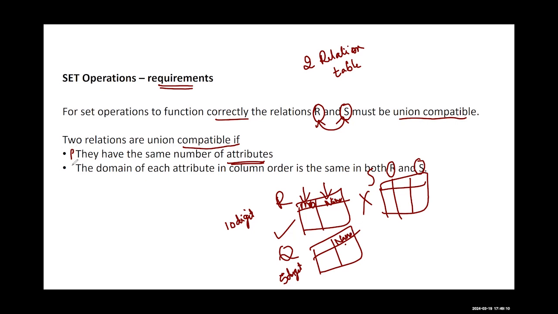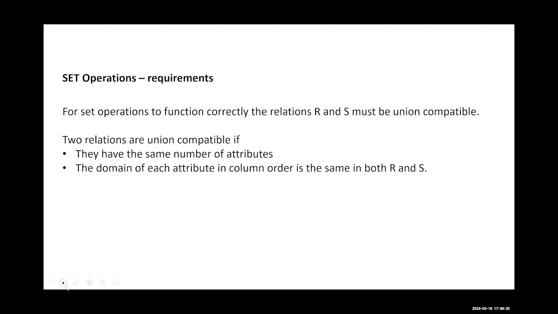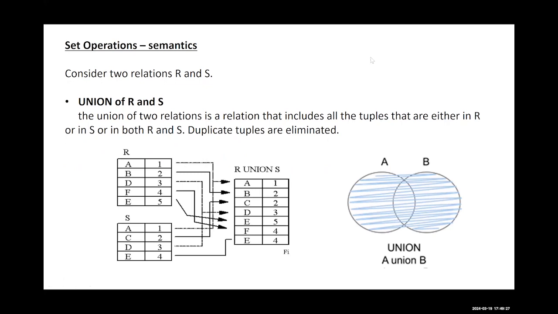Those are the two conditions for us to find out whether two relations are compatible or not. That is, the number of attributes should be the same, plus the data type, or the domain values, should be the same in both the relations. With that requirement, let us go to the first operation, that is your union. So consider two relations R and S. The union of R and S is a relation that includes all the tuples that are either in R or in S or in both R and S. Duplicate tuples are automatically eliminated.